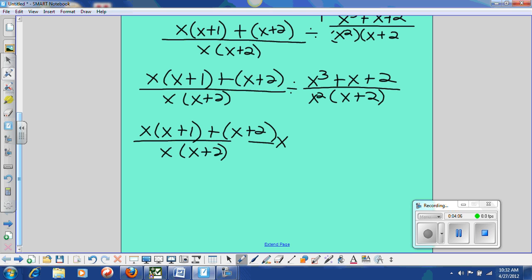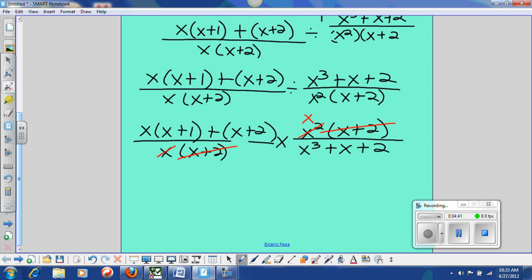Okay, now it becomes multiplication, and we're going to flip it. Okay, now that we have a multiplication problem, you look at what you can cross-cancel. Remember, it can't be anything that's added to it, it has to be multiplied by it. So what we can cross-cancel is this x plus 2 and that x plus 2, can't we? And then this x, going across, can be reduced from x squared to just x, correct?